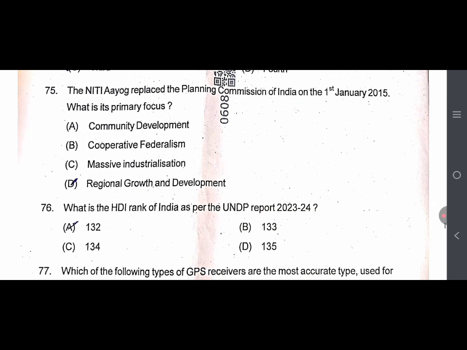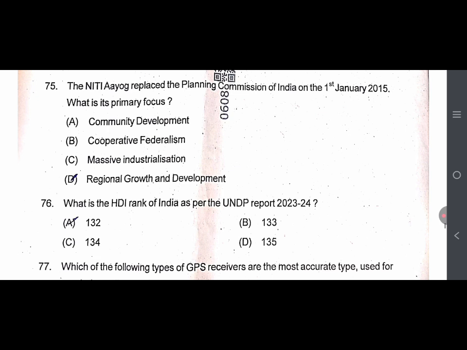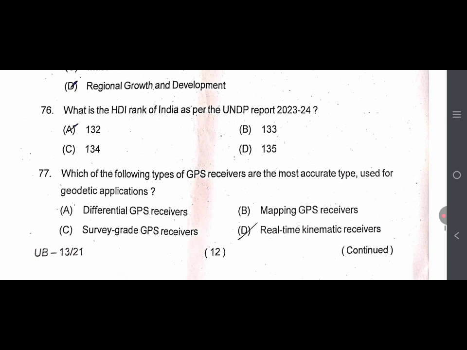75. The Niti Aayog replaced the Planning Commission of India on the 1st January 2015. What is its primary focus? Okay, answer to be option B. 76. What is the HDI rank of India as per the UNDP report 2023 to 2024? Okay, answer to be 132.